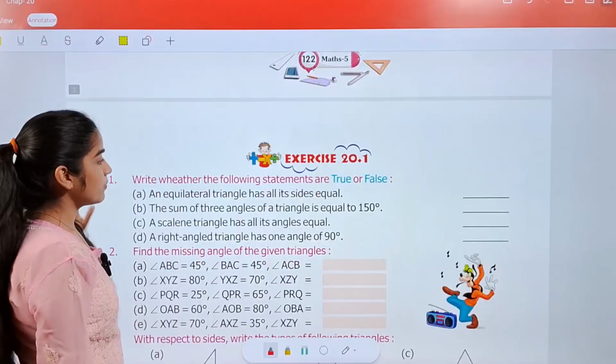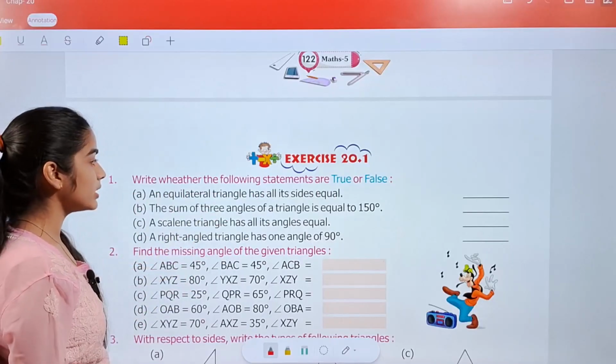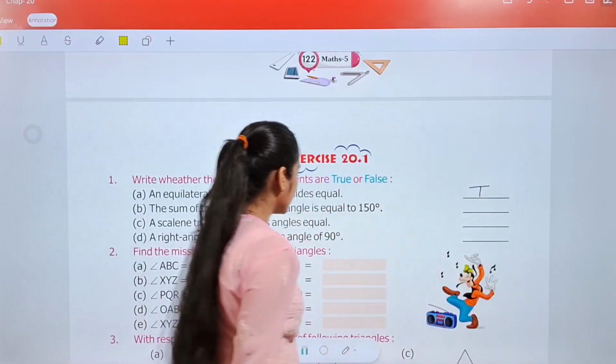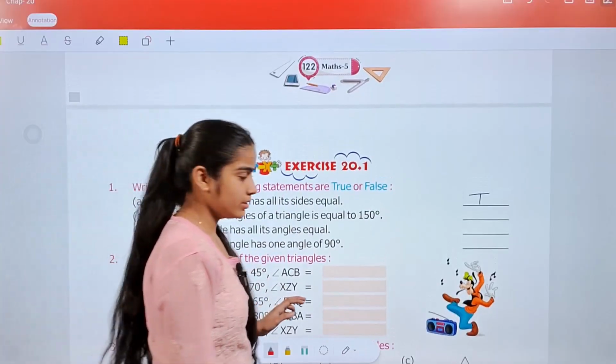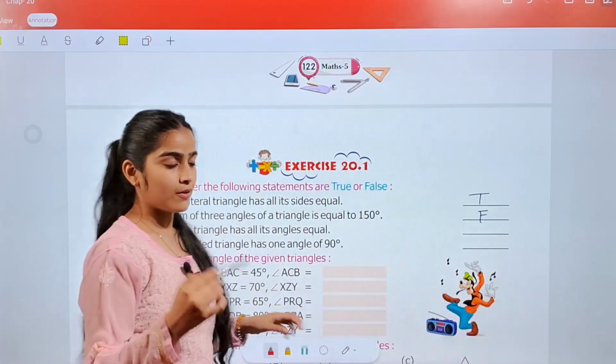Now write whether the following statements are true or false. An equilateral triangle has all its sides equal. This is true. Next, the sum of the three angles of a triangle is equal to 150 degrees. False. Now the rest of the questions you have to answer.